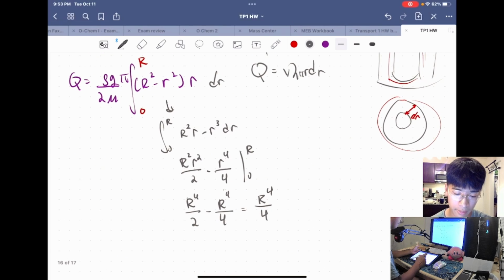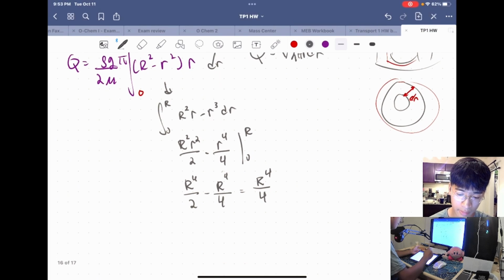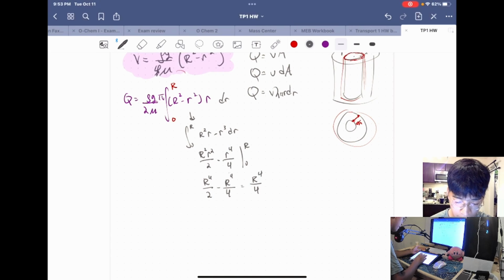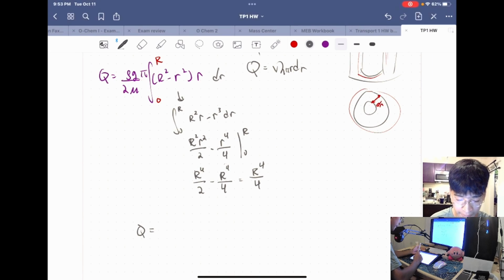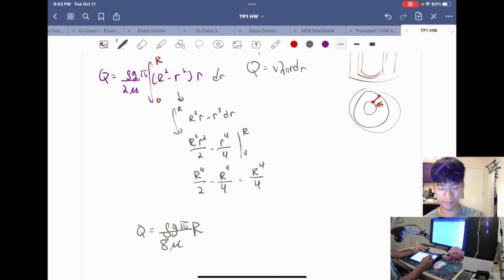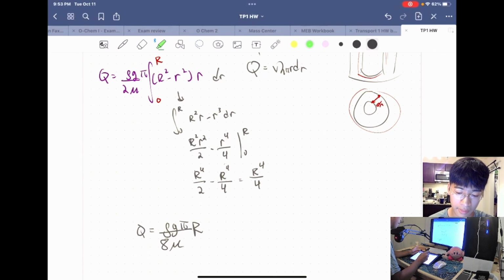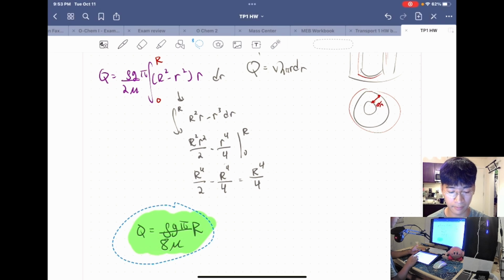So if we plug that back in, we have Q, volumetric flow rate, is equal to rho G pi over 2 times 4 is 8 mu big R. Okay, so that's our expression for volumetric flow rate. This looks good, looks really good. Okay, let's not lose heart and keep moving on.